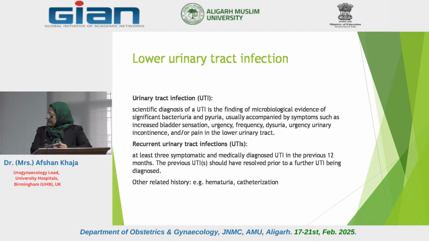Recurrent urinary tract infection: at least three symptomatic and medically diagnosed UTIs in the previous 12 months. So the definition of recurrent is three episodes in 12 months. The previous UTI should have resolved prior to further UTI being diagnosed, otherwise it will come under chronic UTI. Other related history like hematuria or catheterization will assist in diagnosis. That was all the symptoms and related definitions.